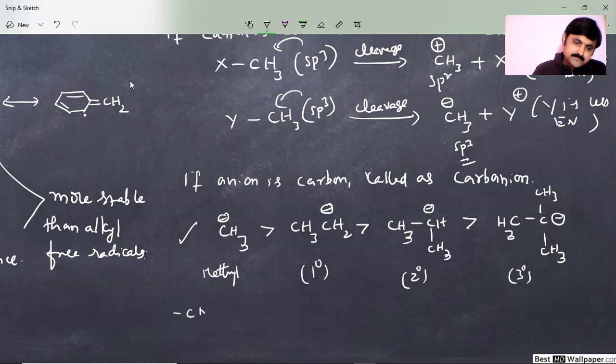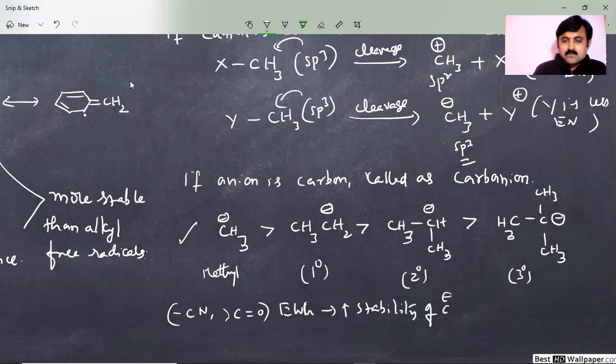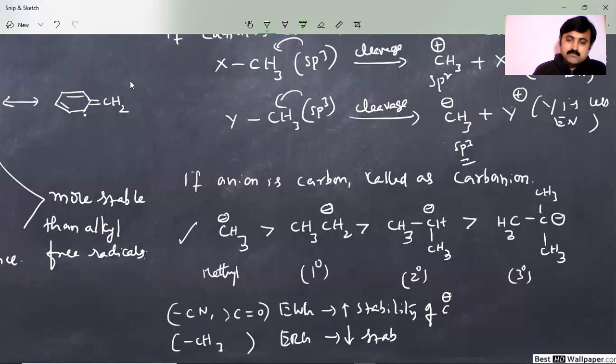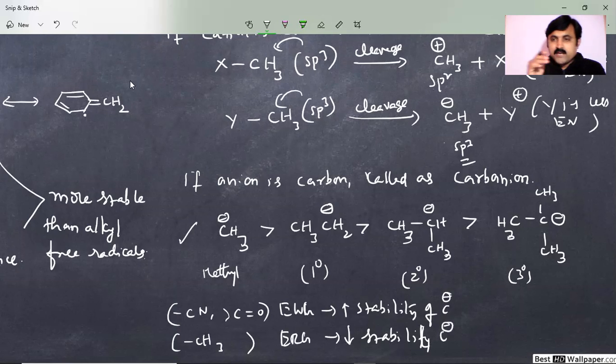So CN and C double bond O are electron withdrawing groups. They will increase the stability of the carbanions. Whereas we have electron releasing groups. Just now we saw the methyl group, the CH3 group, that we can say is an electron releasing group. That will decrease the stability of carbanions. So carbanion stability is based on the attached group type.